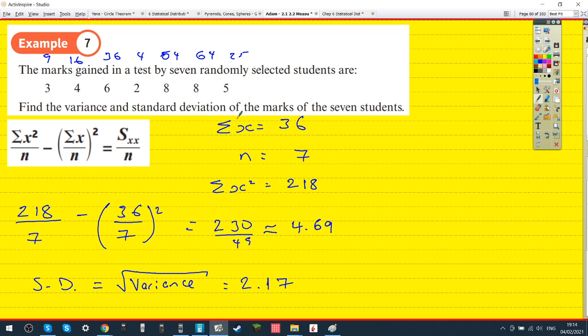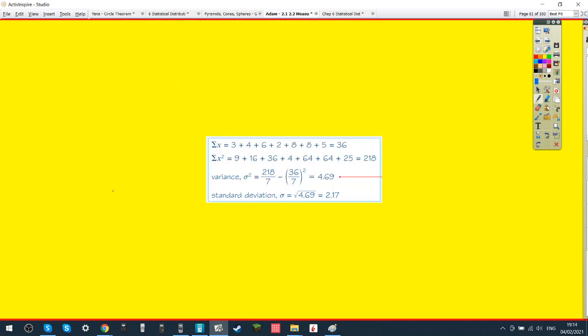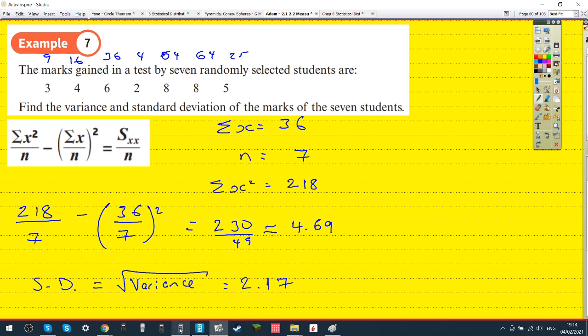And so the mean is roughly 6. 6, 7, 8, 9, 10, 11, 12. And then 6 goes down to 0. Looks about right. 2.17. Yep.